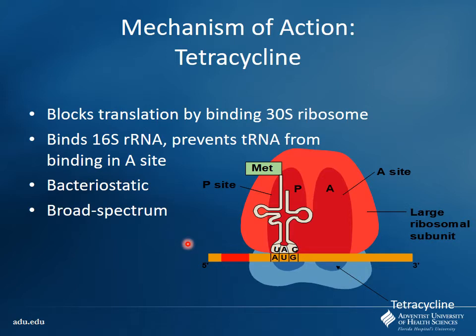They are basically going to block the transpeptidation step where tRNA brings in new amino acids to add on and elongate those proteins. Again, very similar to what we saw previously. These are also bacteriostatic, and they also tend to be broad spectrum, similar to our macrolides.